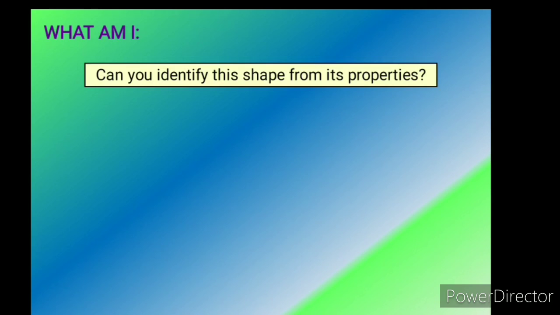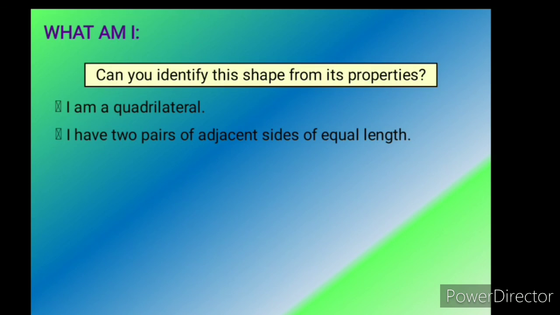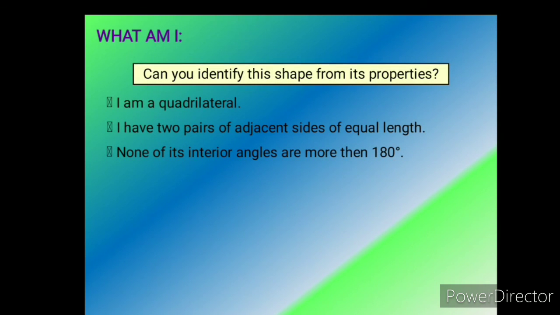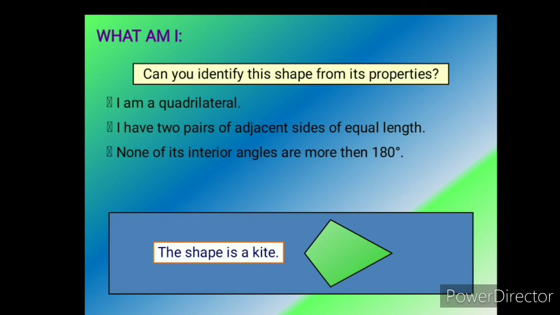Now a riddle for you. Can you identify the shape from its properties? I am a quadrilateral. I have two pairs of adjacent sides of equal length. It is very important: two adjacent sides of equal length. None of my interior angles are more than 180 degrees. Who am I? Can you guess the shape? Yes, the shape is a kite.